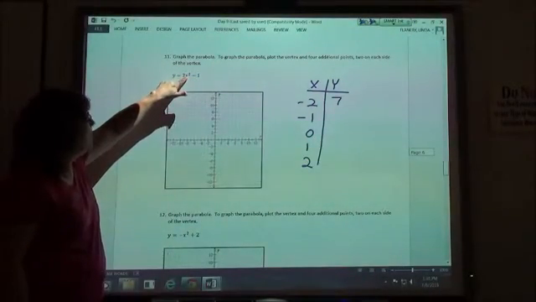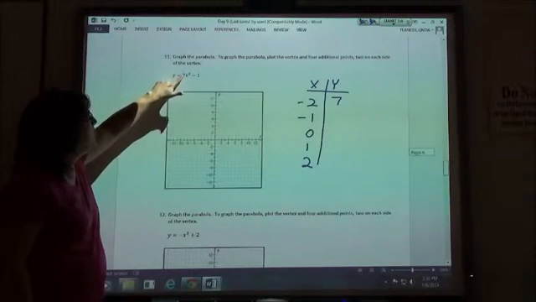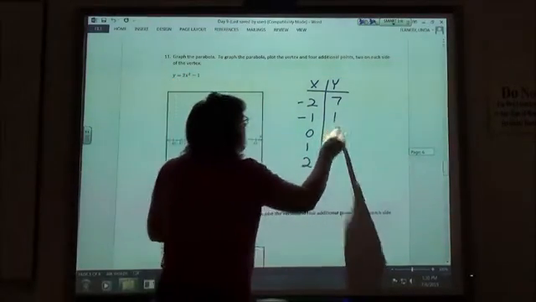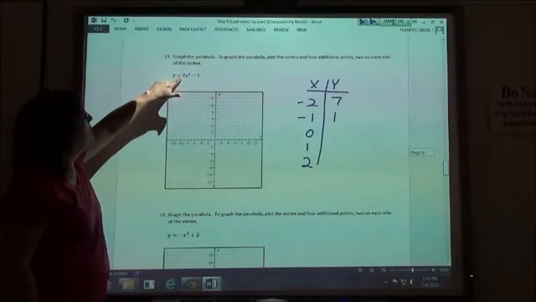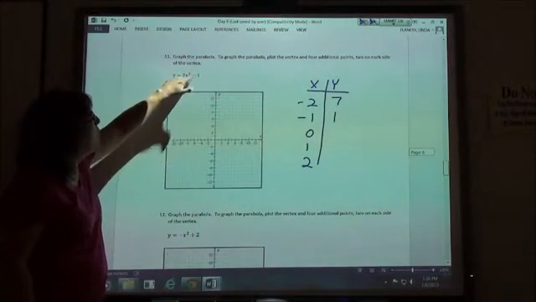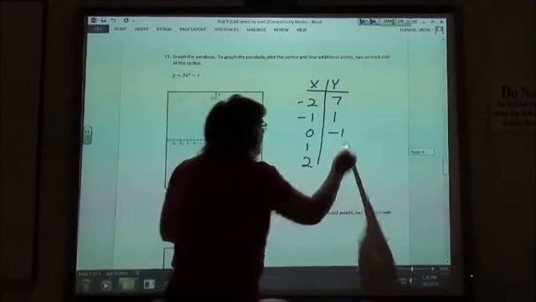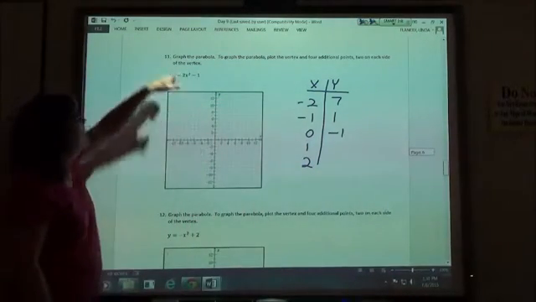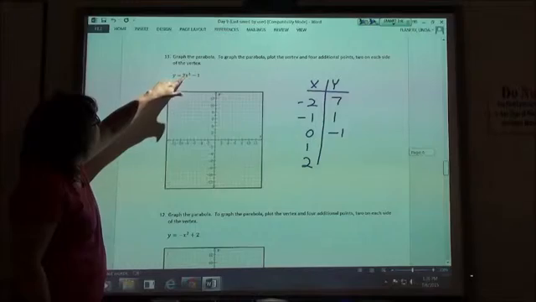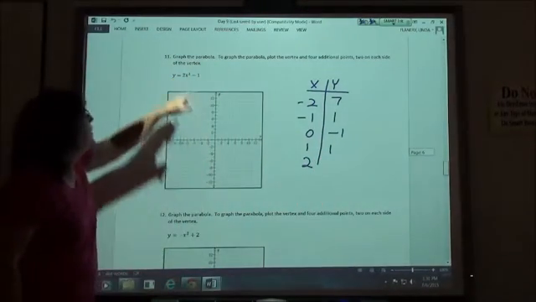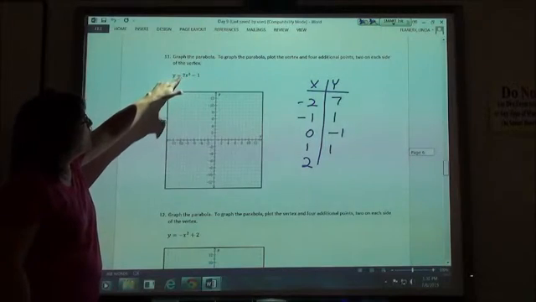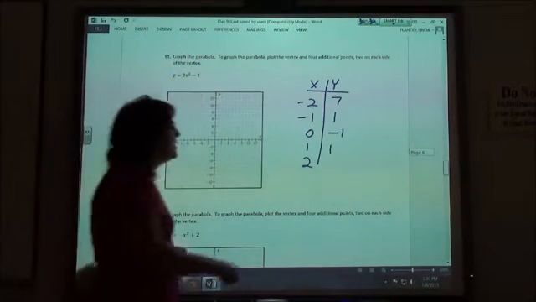-1 squared is a +1. 1 times 2 is 2, and 2 minus 1 is 1. 0 squared is 0. 0 times 2 is still 0. 0 minus 1, -1, where my vertex is. 1 squared is 1. 1 times 2 is 2. 2 minus 1 is 1. 2 squared is 4. 4 times 2 is 8. 8 minus 1 is 7.